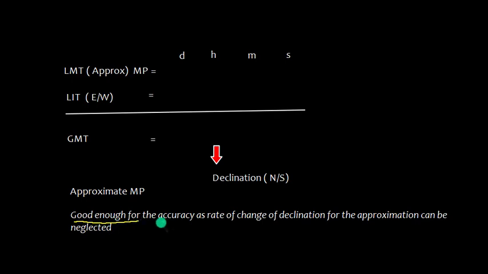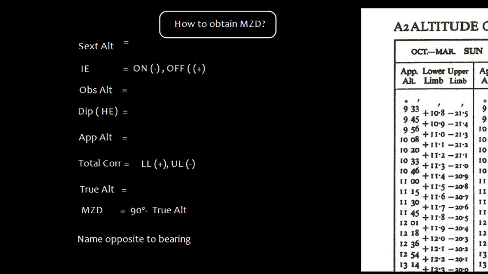Let me just re-emphasize that this is good enough for the accuracy, as the rate of change of declination for the approximation can be neglected. That means the declination is not going to change much, and we can take this value only. Otherwise, there is a different method to calculate meridian passage time, which will be dealt with in a different video.